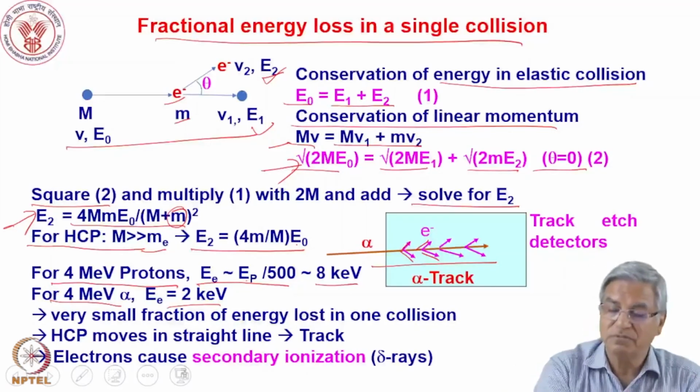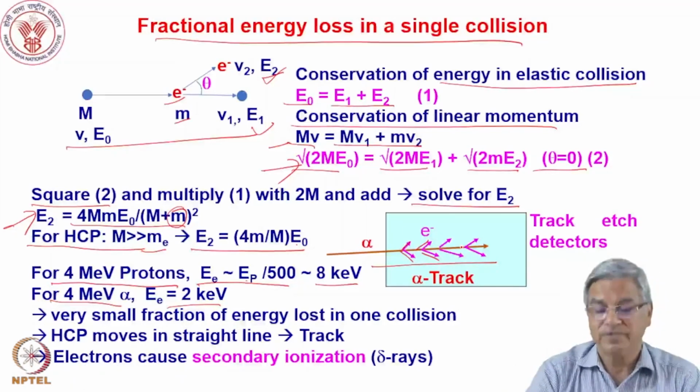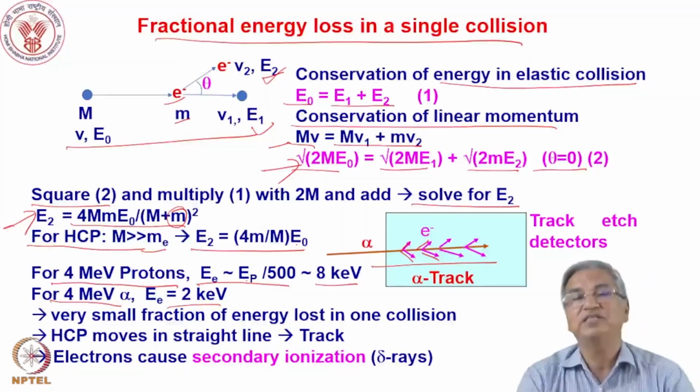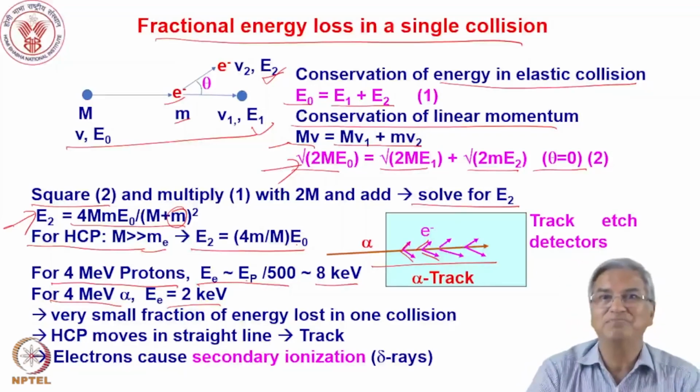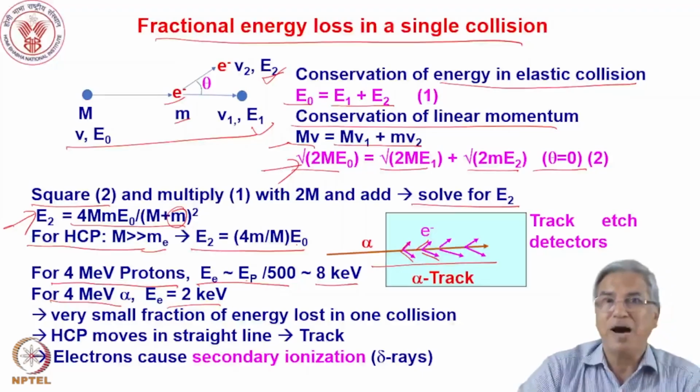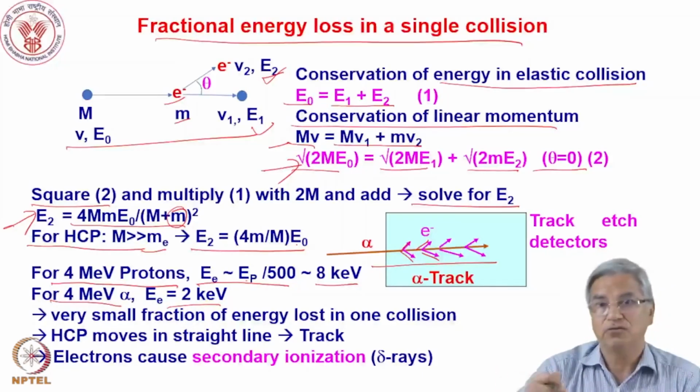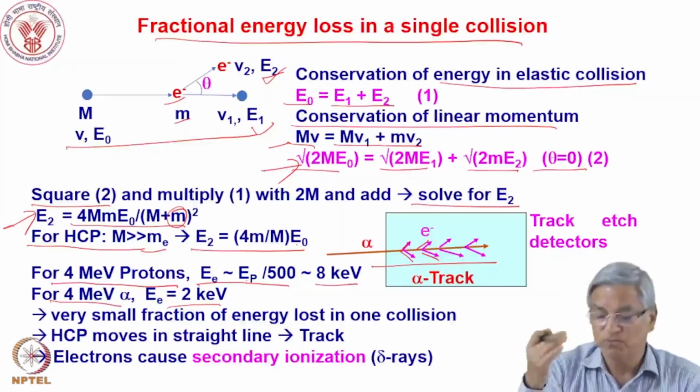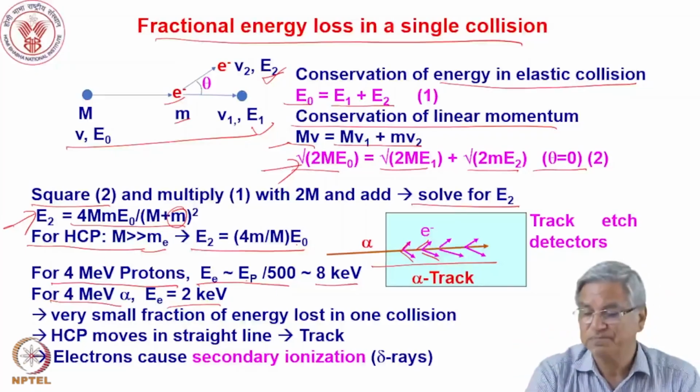In fact, this principle of track is used in track etch detectors. If you take a dielectric material, the path of the alpha particle will create a channel, damage in the material which doesn't get annealed, and you can etch it with some acid or alkali and see the path of the alpha particle in a microscope. Each track you can count in a microscope. That is one of the principles of track detectors.